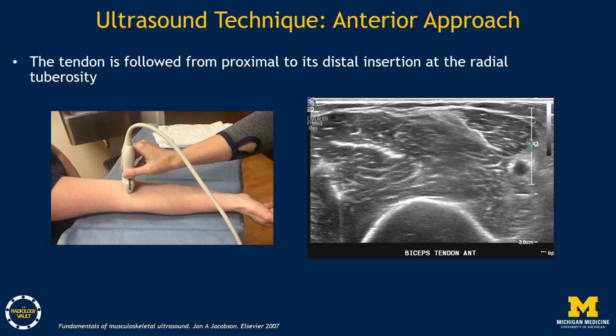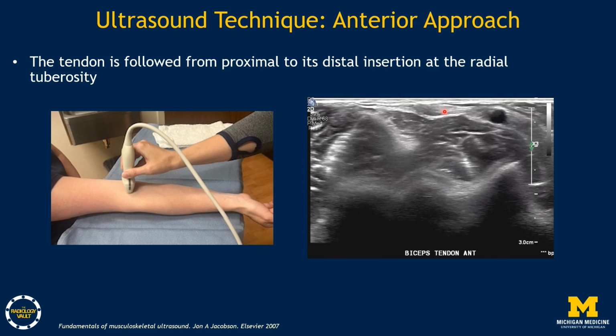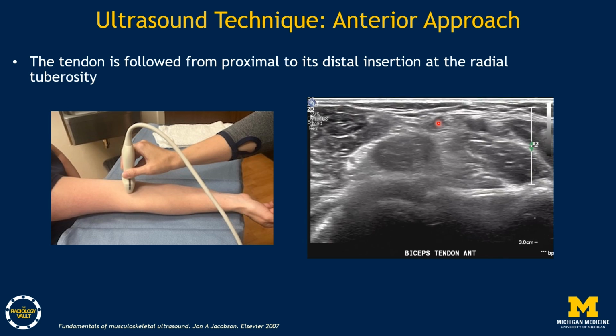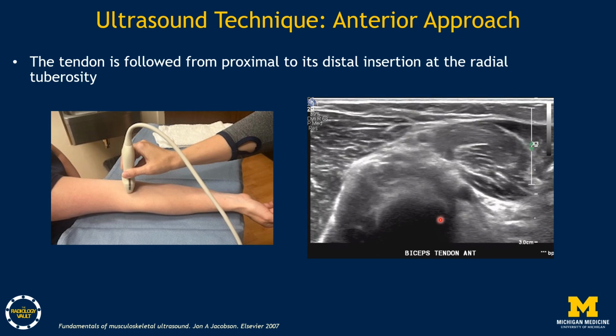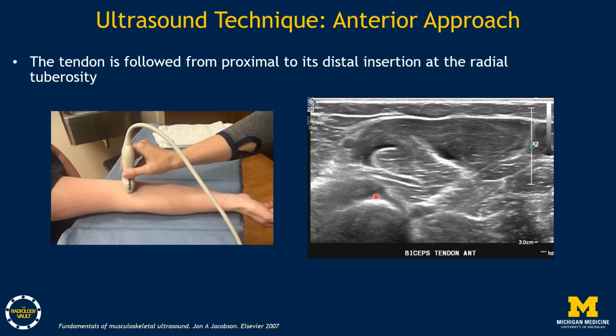The tendon is followed in the transverse plane from proximal to its distal insertion at the radial tuberosity. So here we see on this video clip the tendon coming from a more superficial position, goes deeper, diving down to insert at the radial tuberosity, as we can see here.